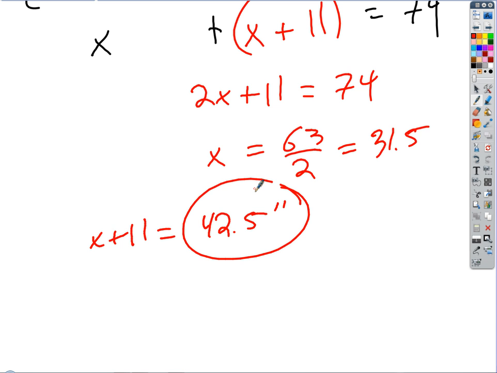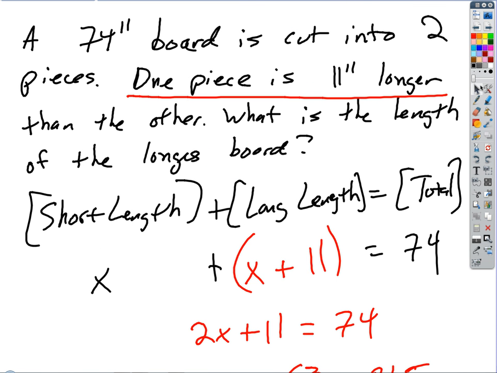So there's our answer. How can we check to see if we got it right? Add them together. Do they add up to 74? And they do, right? So we got it. Okay, another issue that I think came up pretty consistently.